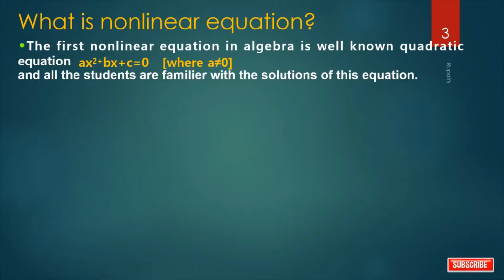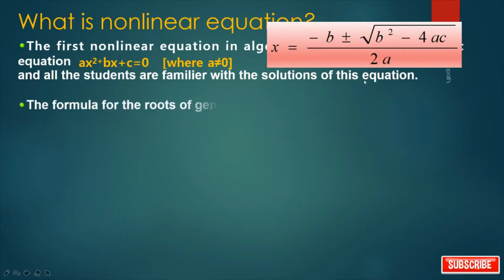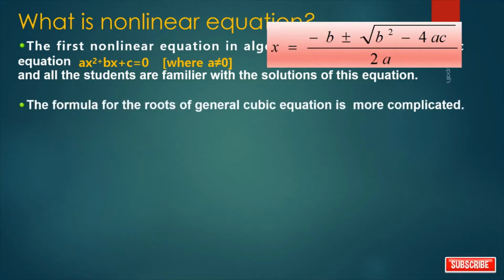The first nonlinear equation in algebra is the well-known quadratic equation like ax² + bx + c = 0 where a ≠ 0. And all the students are familiar with the solution of this equation, that is the Sridharacharya formula: x = (−b ± √(b² − 4ac)) / 2a. The formula for the roots of a general cubic equation is more complicated.